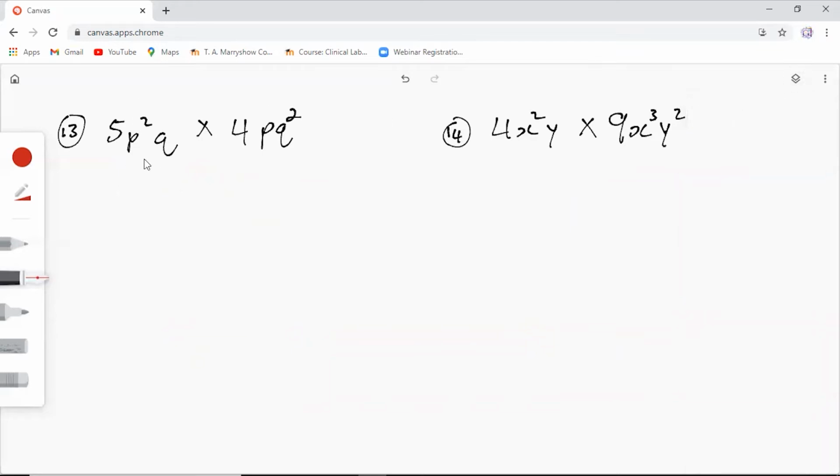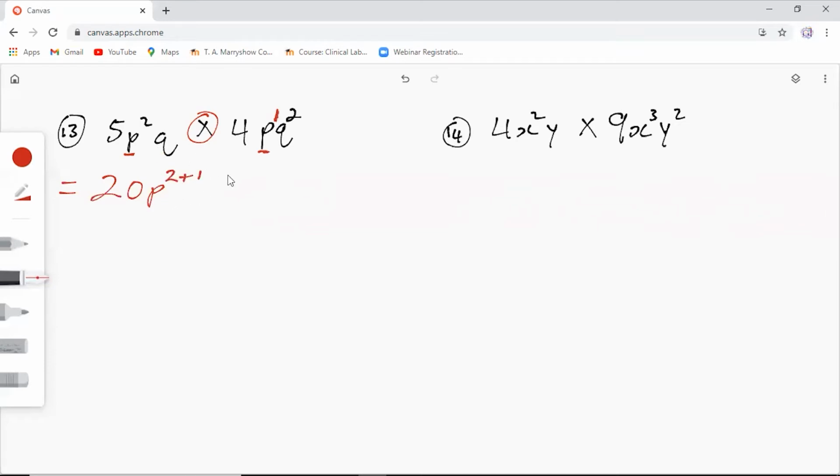Now let's move into the more complicated ones. We have 5p squared q times 4pq squared. So the first thing we're going to do is multiply the sign. Positive times positive is positive. Then we multiply the coefficients. 5 times 4 is 20, so that's positive 20. Then p squared times p. That p is the same as p to the power of 1. So according to the laws of indices, when the base is the same and we are multiplying, we simply add the powers. So p squared multiplied by p to the power of 1 is the same as p to the power of 2 plus 1.